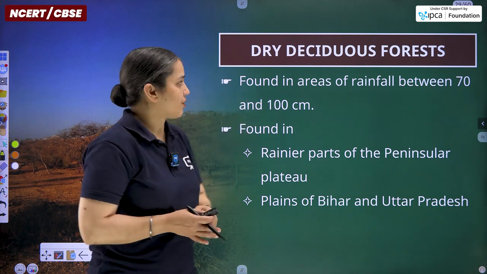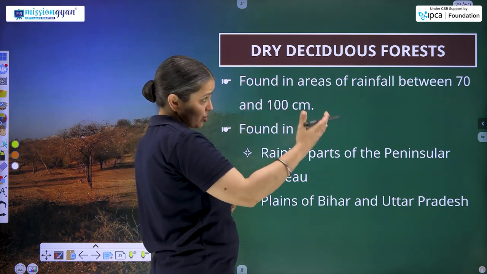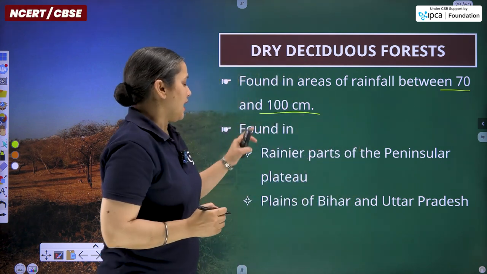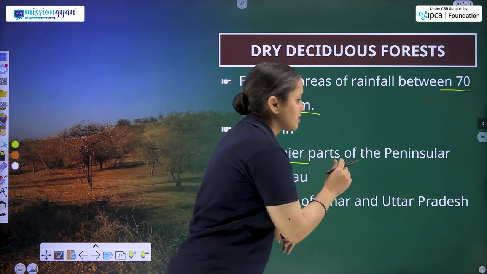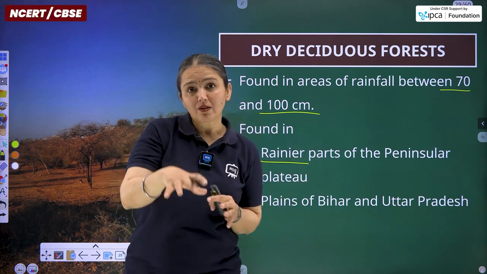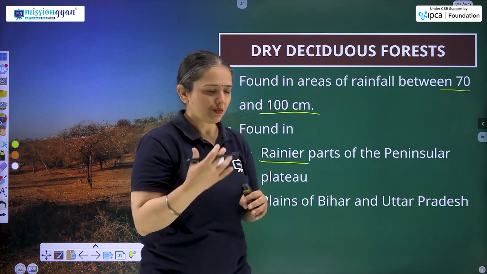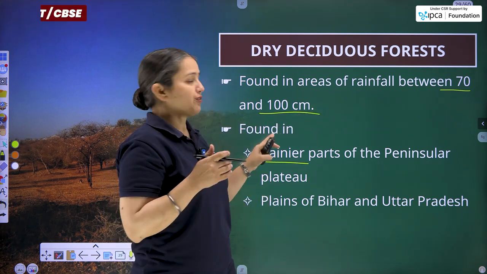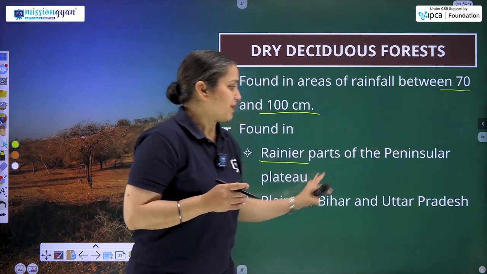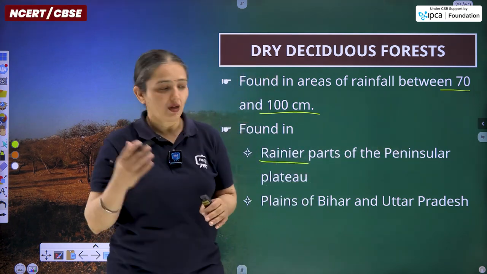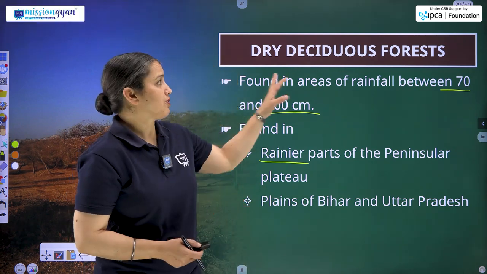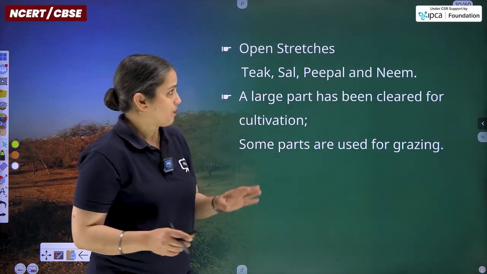Now the dry deciduous forests, so these are found in the areas which receive rainfall between 70 to 100 centimeter. And these are found in rainier parts of the peninsular plateau. It means the regions of the peninsular plateau that receive quite a good amount of rainfall. And that good amount of rainfall is 70 to 100. Because in the entire region of peninsular plateau, it doesn't rain in a good amount. Plains of Bihar and Uttar Pradesh are also the region where such kind of dry deciduous forests are found.